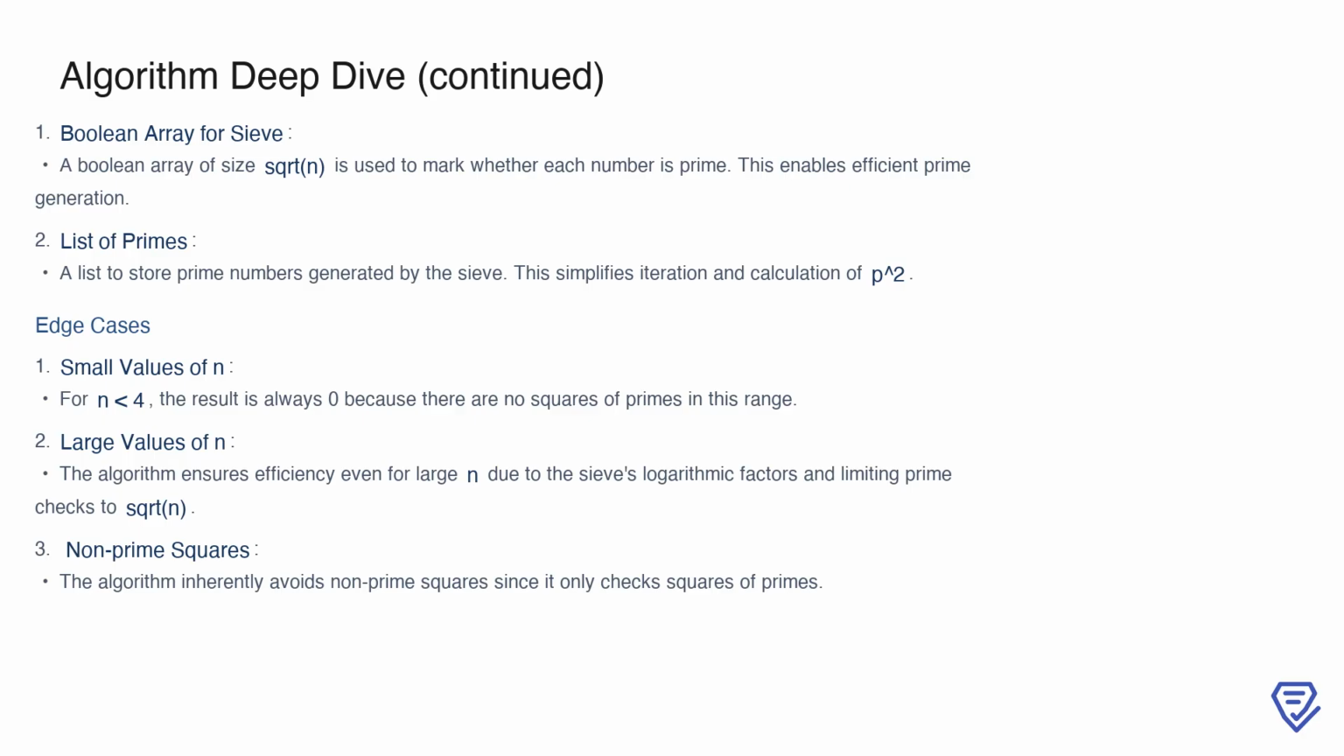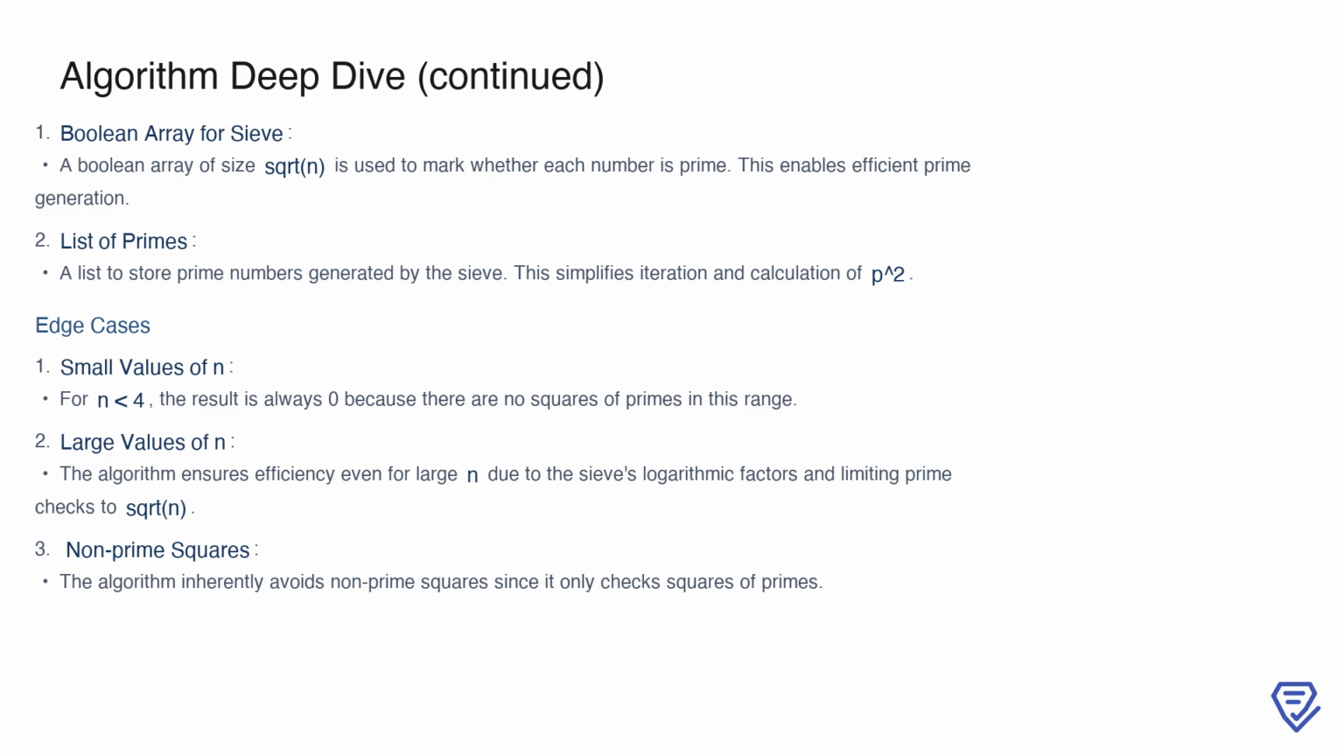First, a Boolean array is used for the sieve of Eratosthenes. This array, of size equal to the square root of n, is used to mark whether each number is prime. It enables us to generate primes efficiently by marking multiples of each prime as non-prime. Additionally, a list is used to store the prime numbers generated by the sieve. This list simplifies the iteration process when calculating p squared for each prime.